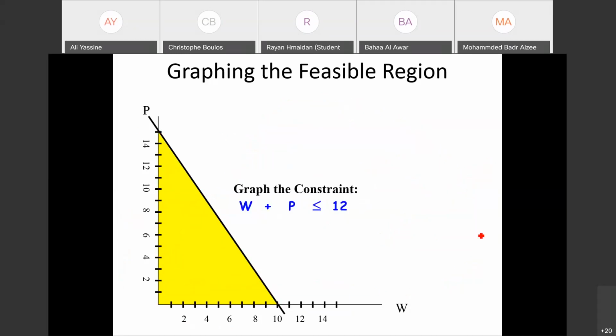I have another constraint to plot, so that W plus P equals 12, which I will plot as an equation first. As I said, this is very simple to plot. If W is 0, P is 12. If P is 0, W is 12. So you have 0, 12 and 12, 0 as two points. Now let's connect them.